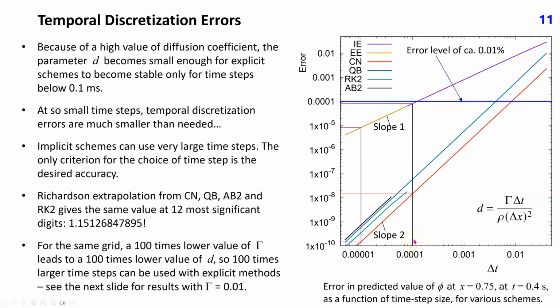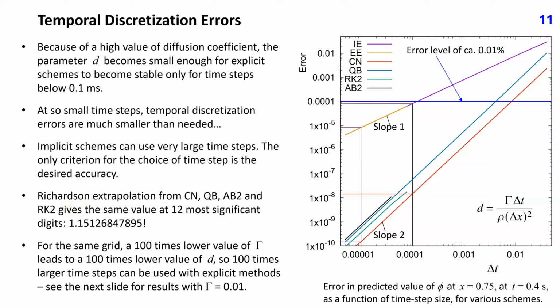At so small time steps, temporal discretization errors from second and higher order schemes are much smaller than needed. Implicit schemes can use very large time steps, and the only criterion for the choice of time step is the desired accuracy. Richardson extrapolation from all four second-order schemes gives the same value for the time-step independent solution at 12 most significant digits.